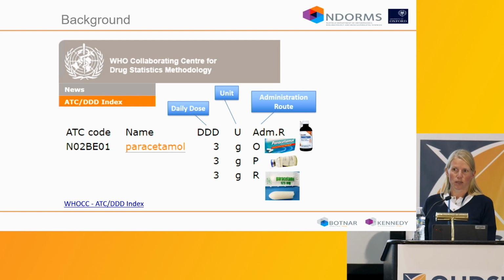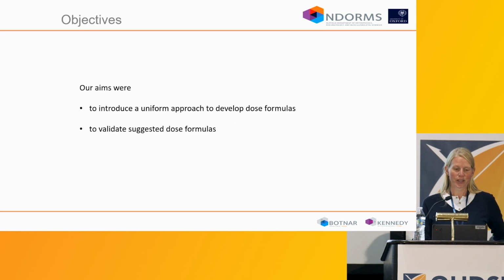And here you see the example of paracetamol, which has a kind of a standard daily dose of 3 grams. And there are different administration routes. It's oral, parenteral, or rectal. And it's actually those different dose forms that give us the headache when trying to estimate dose and finding dose formulas. So we set out to introduce a uniform approach to develop dose formulas, as well as validate those suggested dose formulas.